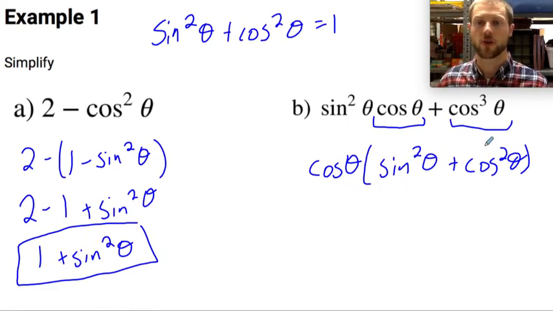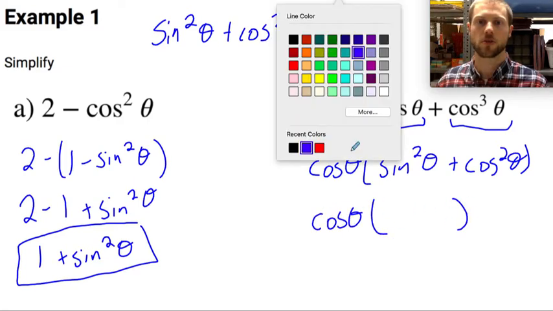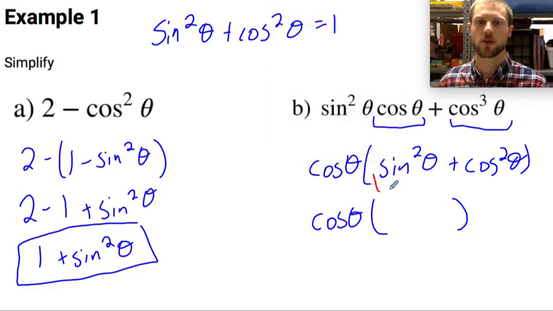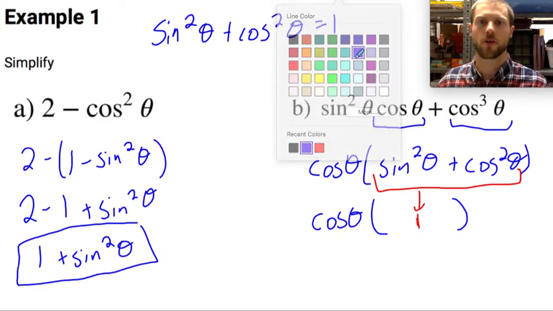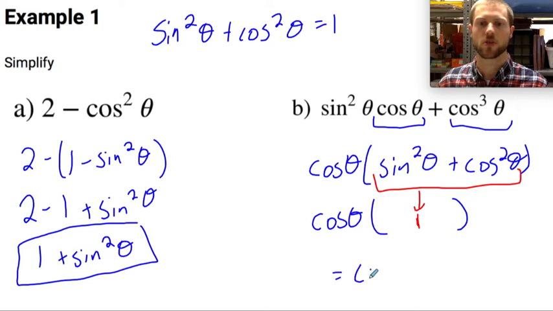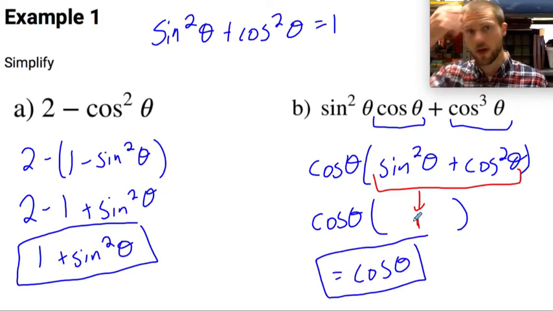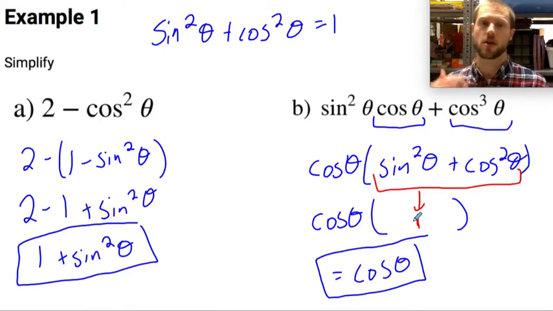And I know that sine squared of theta plus cosine squared of theta equals 1. So this is the same thing as cosine of theta times, let me just switch colors to make this substitution, 1. So it turns out that this whole expression that started off kind of complex is really just equal to the cosine of theta. So really all I need to do is manipulate things, factor things, and use those Pythagorean identities. It won't always be Pythagorean identity number 1. Maybe I'll be using the second version or the third version, but the process is still the same.